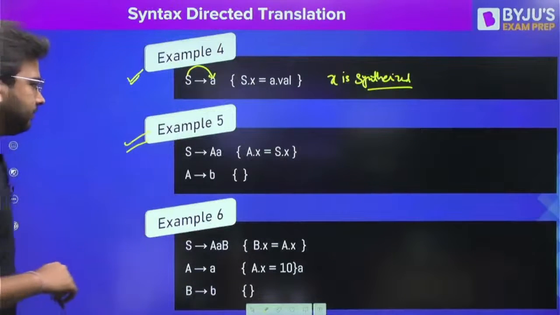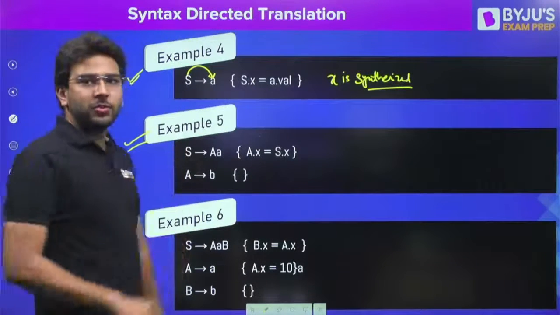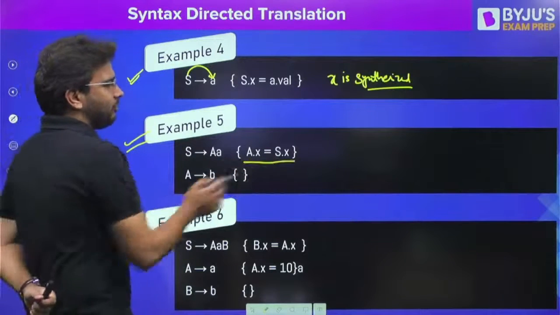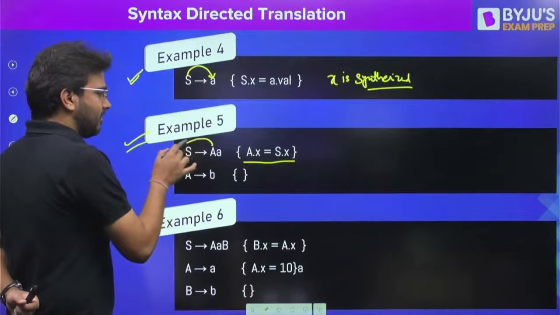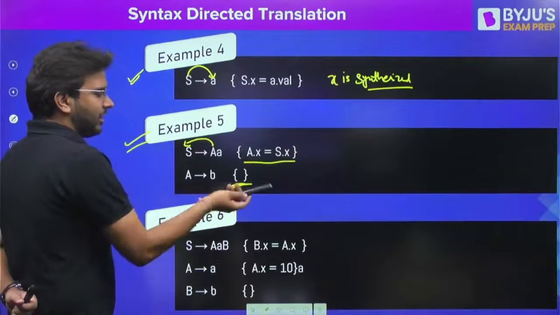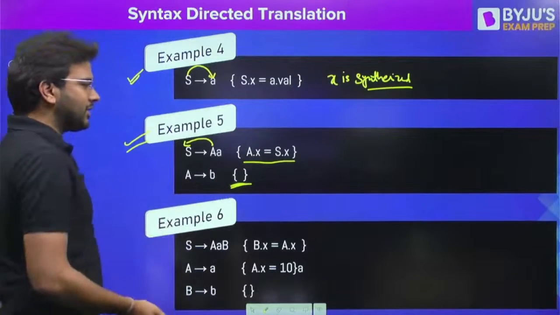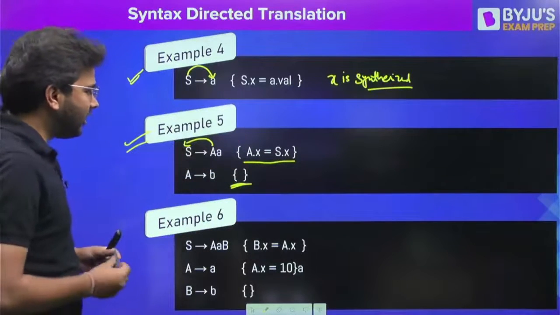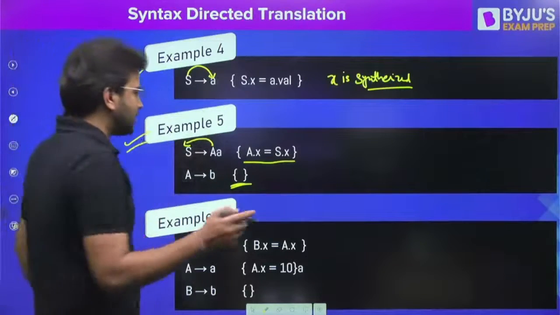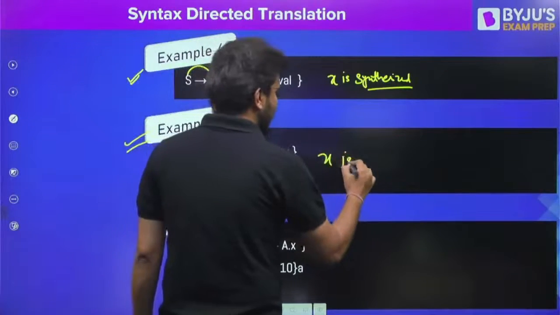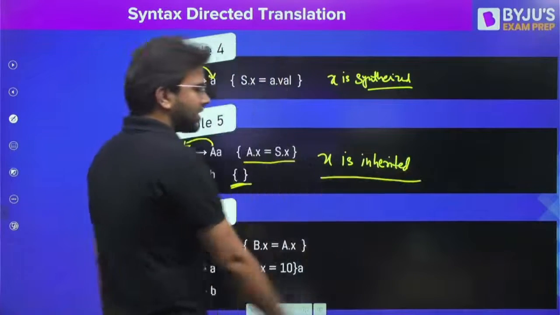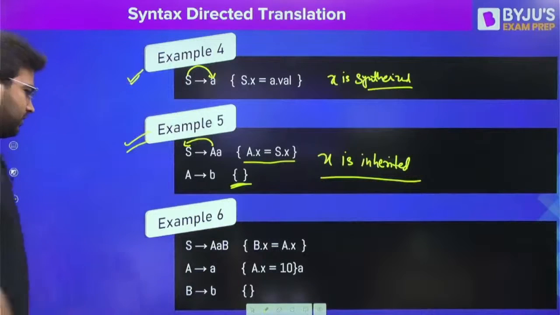What about this one? Example number 5. Fifth one. Here A is taking the value from S. That means it is taking the value from its parent. And here we are not having any translation, so we are not going to consider that. Just on the basis of this, we can clearly say that it is taking the value from its parent. So it is inherited. Exactly. X is inherited.